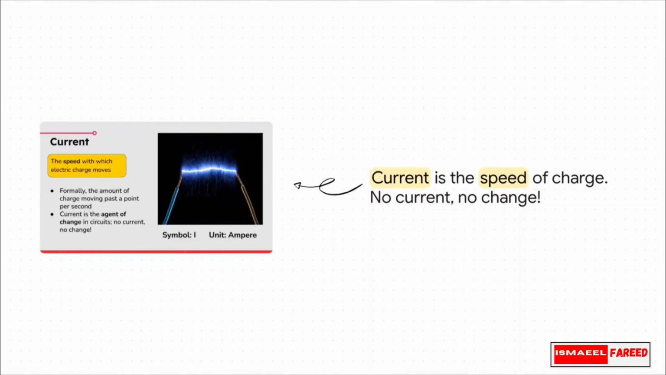Symbolized by the letter I and measured in amperes, or just amps for short, current is the speed with which electric charge moves. Formally, it's the amount of charge moving past a specific point per second. You can think of it as the ultimate agent of change. If there's no current flowing, absolutely no change is happening. Nothing lights up, nothing computes. Current is the flow itself.